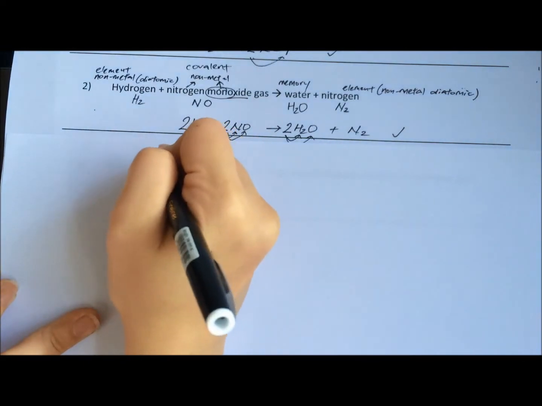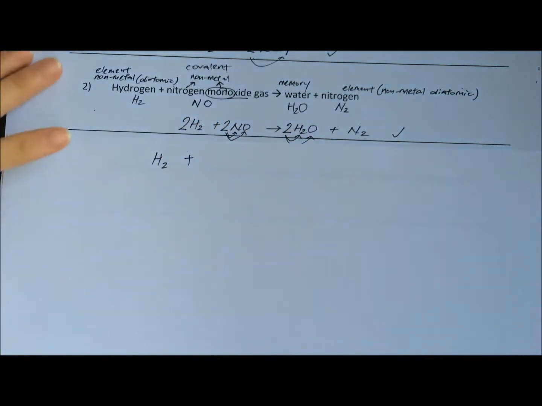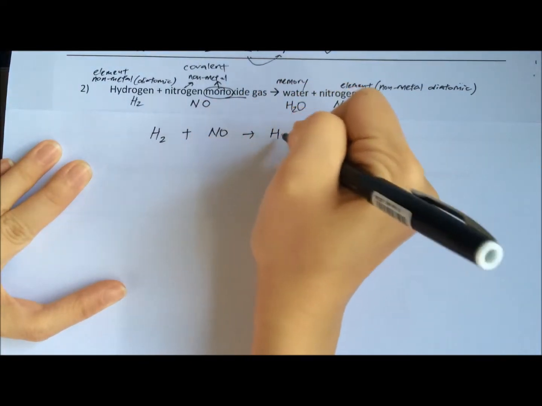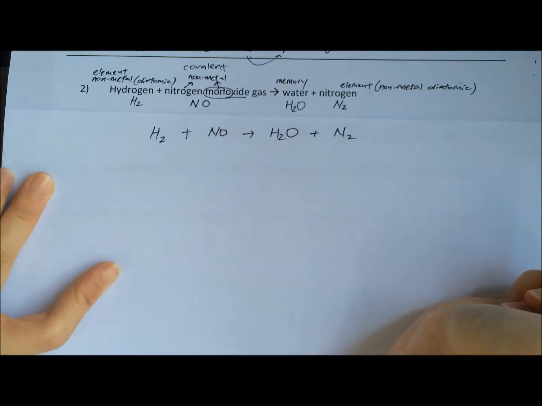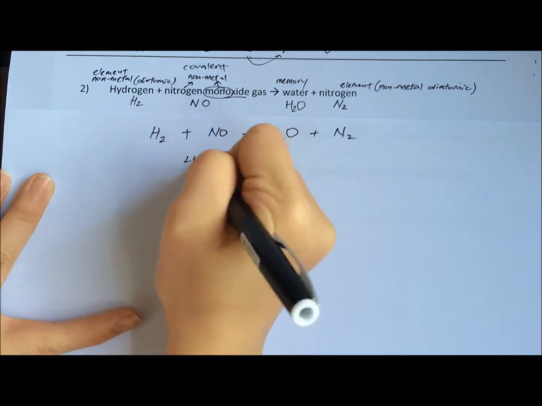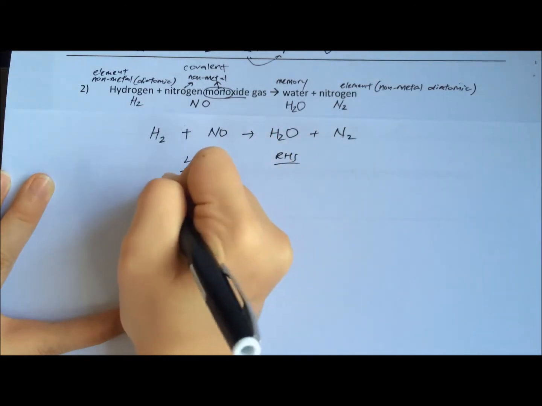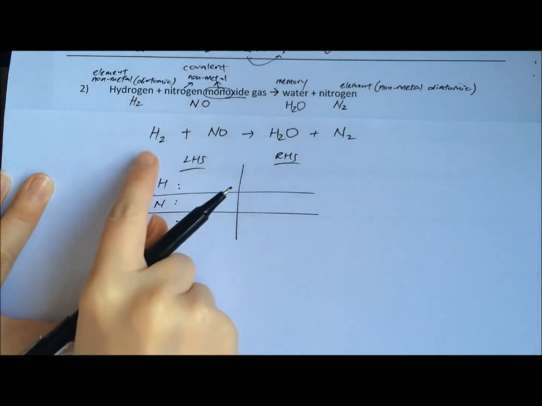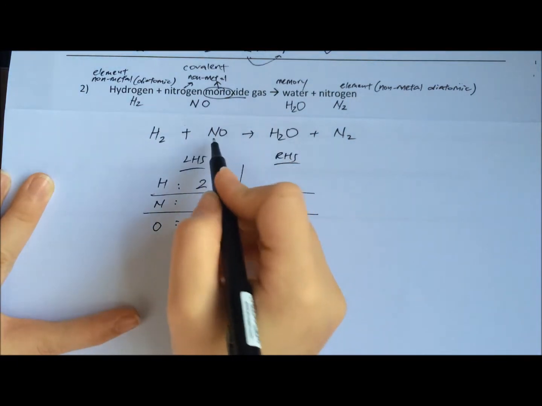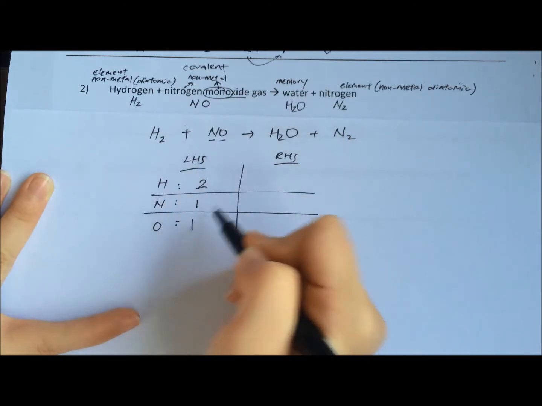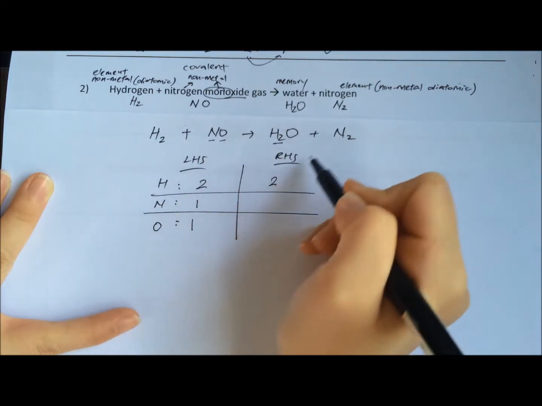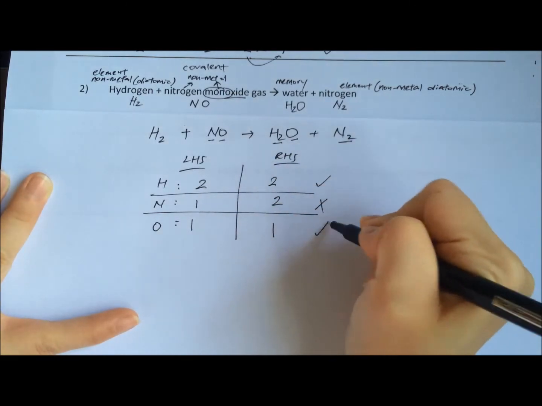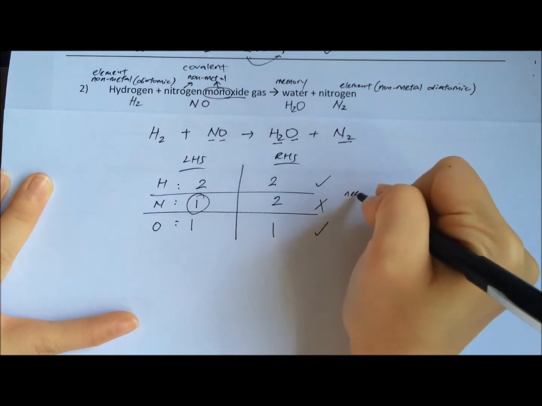Okay, in this case, since there are quite a few steps just now, we will use the left hand side and right hand side to show you how to get the final answer. Again, write the equation down, then write your left hand side and right hand side. Write down the elements H, N, and O. Left: hydrogen is 2, nitrogen is 1, oxygen is 1. Right hand side: hydrogen is 2, nitrogen is 2, oxygen is 1. Balanced, not balanced, balanced. So we need more nitrogen on the left.